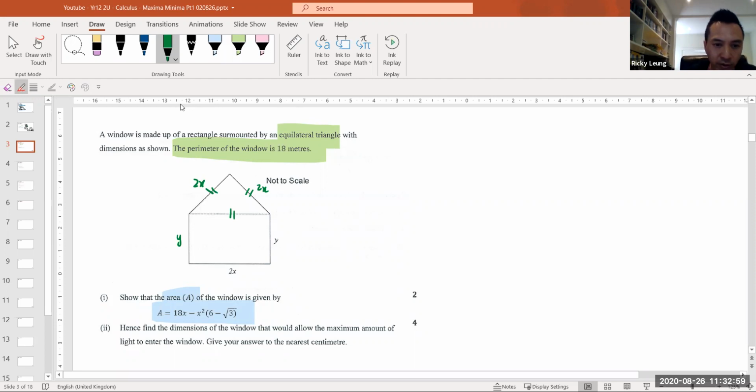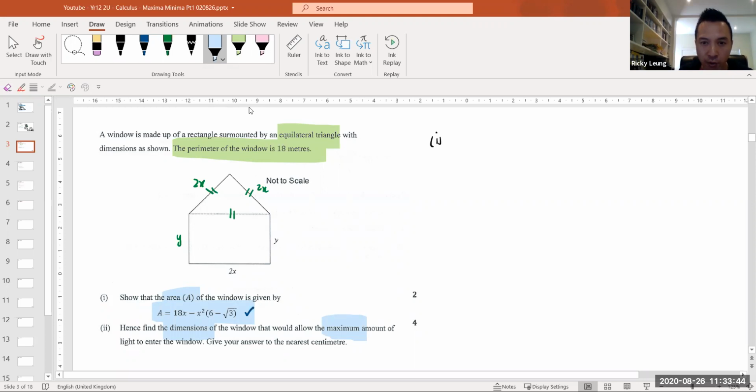So quite simply, the formula that they want me to prove has no y's in it. But this shape has y in my perimeter. So what I'm going to do is find the perimeter in terms of x and y, set that equal to 18, make y the subject, and then sub it into my area formula. So step 1. Actually, let's quickly glance at step 2. Find the maximum, there it is again. You can find max or min, right? Find the dimensions. So not only do I have to find the value of x, they want me to find x, y, to find the dimensions of this window.